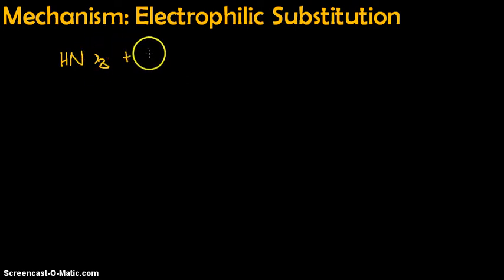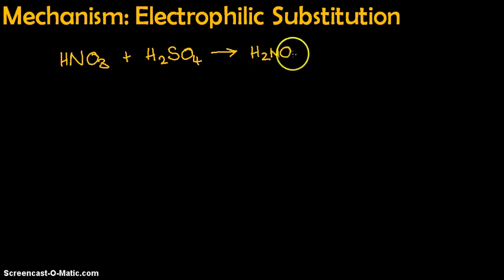And the reagents we need to use for this are concentrated acids. Concentrated nitric and concentrated sulfuric acid react together in this first step, and we generate this H2NO3+ and we generate an HSO4-. Okay, so that's the first step.